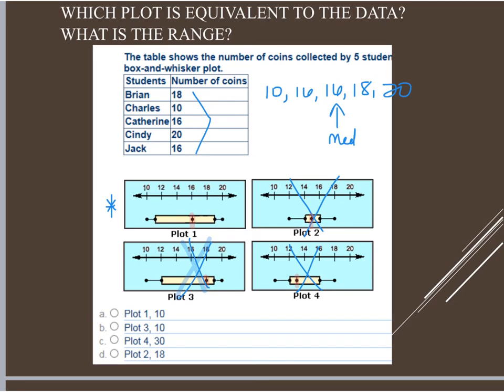Now I can also do some more investigation. If I look at my min and max values, I see that I have a minimum of 10 and a max of 20, which coincides with what I have up here. So without knowing what the actual question was, I would say that plot 1 probably stands the best chance at being the box and whisker for this set of data.